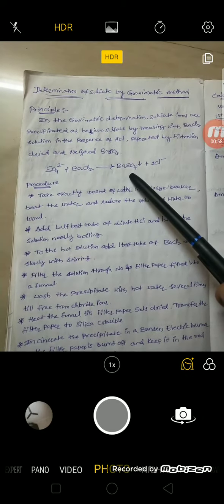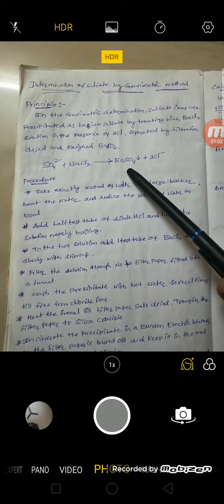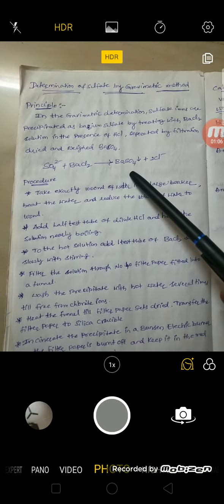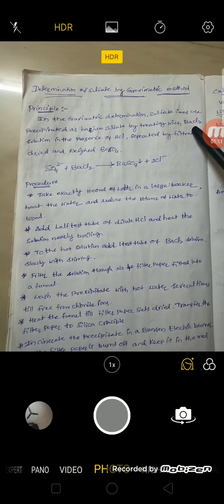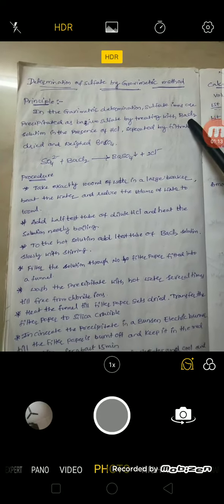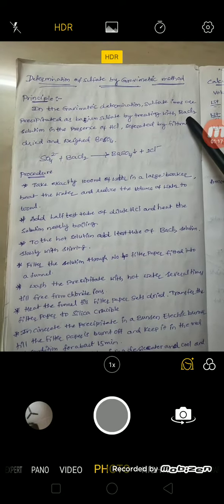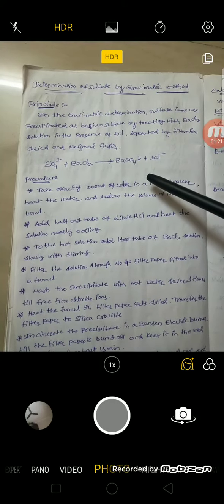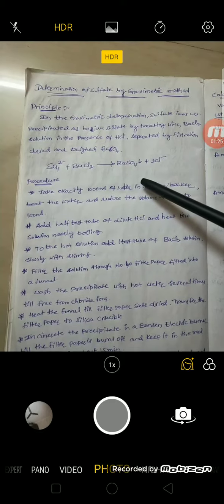This is the principle. Here in this method, the sulfate ions which are present in the water sample are to be treated with barium chloride solution. Whatever sulfate ions are there, all are precipitated as barium sulfate. Then we must filter the precipitate, and then we have to weigh the precipitate.